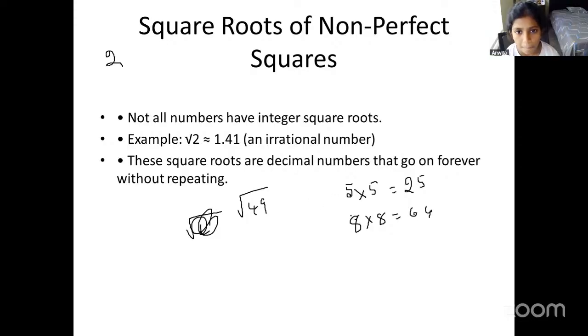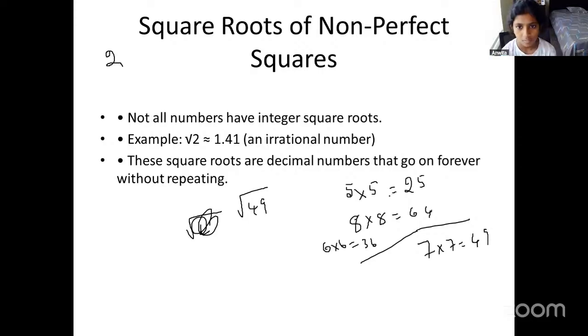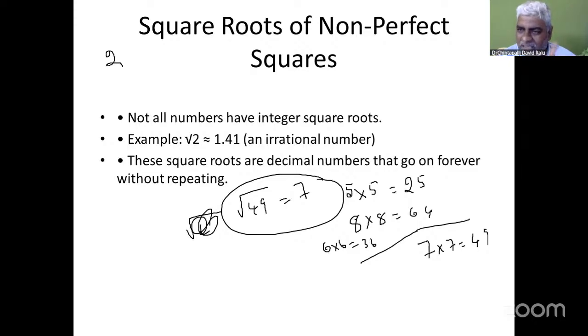Neither 5 is correct nor 8 is correct, right? Yes, sir. Then what do we do? Take another number. 6, sir. 6 into 6 is equal to? 36, sir. Is it equal to 49? No, sir. That's why 6 is also not correct. We try another number. What is that number? 7, sir. 7 into 7 is equal to? 49. We got exactly 49. That's why root 49 is equal to 7, right? At last, we found the value of the square root of 49.